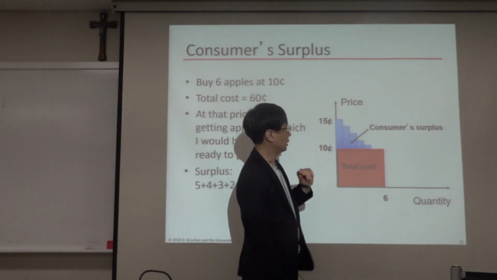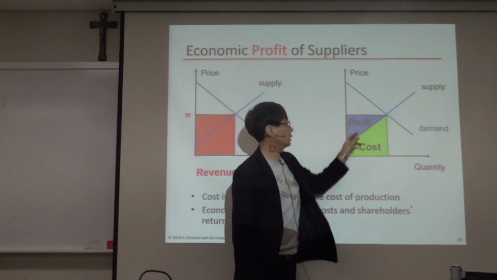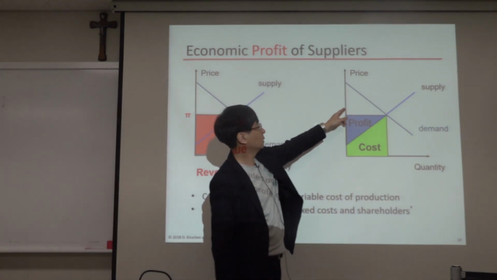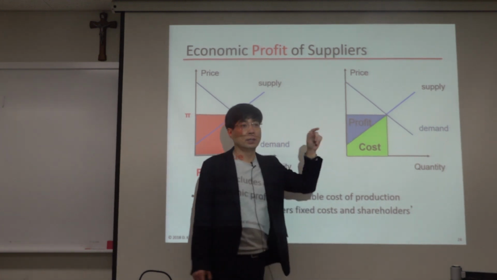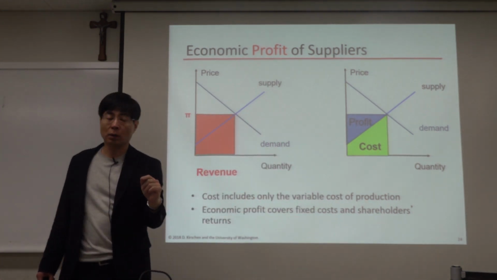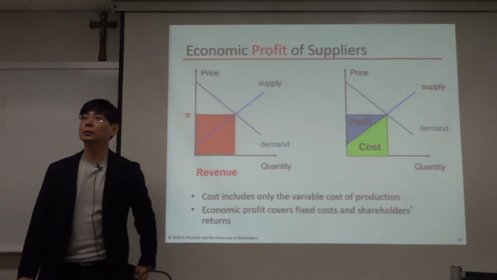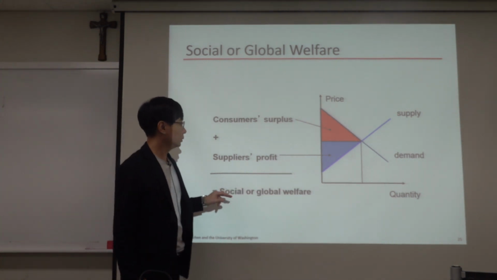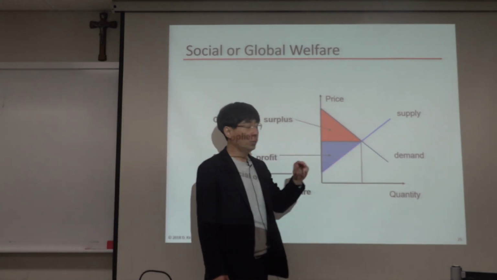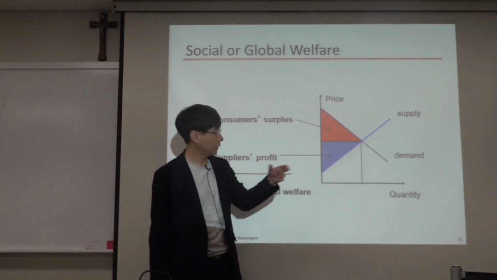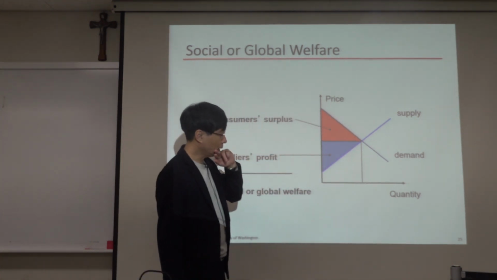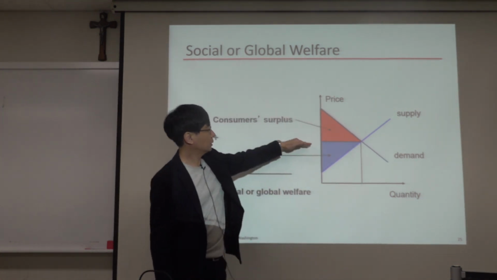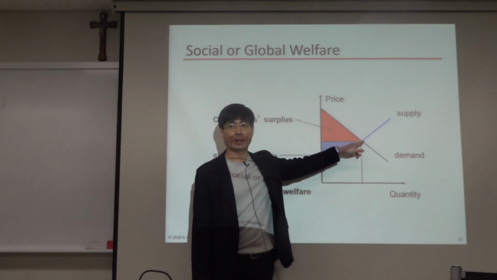So this is consumer's surplus, and this is the profit of producers. And the sum of consumers' surplus plus the producer's profit is called social welfare, or global welfare. So we want to maximize this social welfare. And as you see, this area is maximized when the price is the same as the market clearing price.